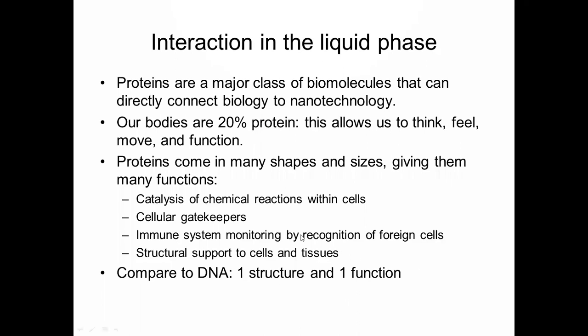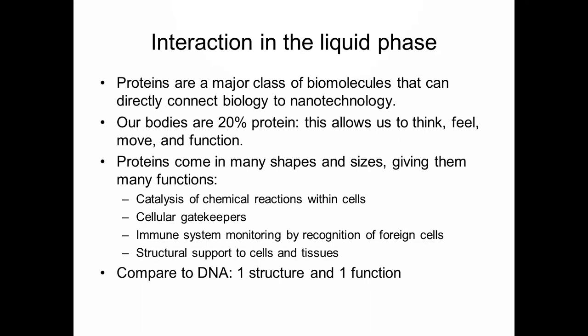Our bodies are about 20% protein, and what these proteins do is allow us to think, feel, move, and function, and naturally these proteins have to be correct. If we have damage to our DNA or RNA in the body, then we're not going to make the correct proteins, and that's not going to allow us to think, feel, move, and function well. So we have to maintain this, looking at the importance of DNA, RNA, and proteins within the body.